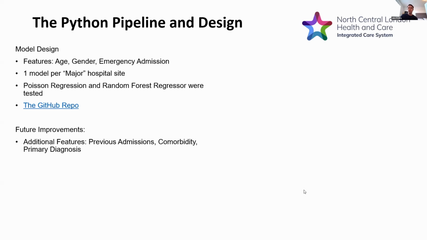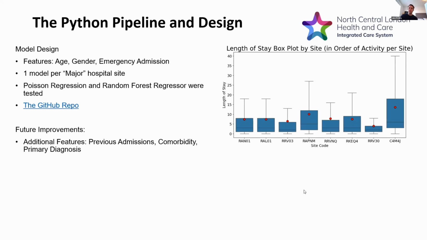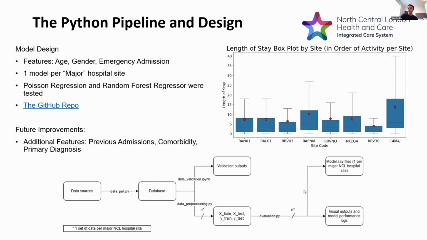The other major change I made was I made one model per major hospital site because the performance delivered by each hospital site was quite varied and it didn't make sense to put them in the same model. I also alternated between using Poisson and random forest regressors to see which had better performance. There's also a diagram of my Python pipeline showing that data goes from the data source all the way to the outputs of generating the models and tracking various performance metrics.